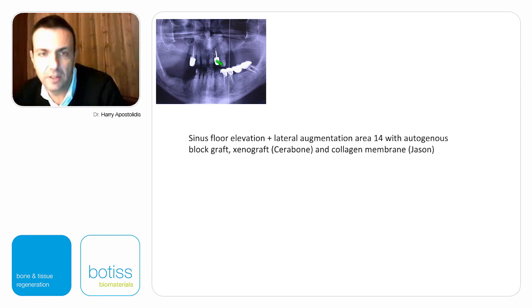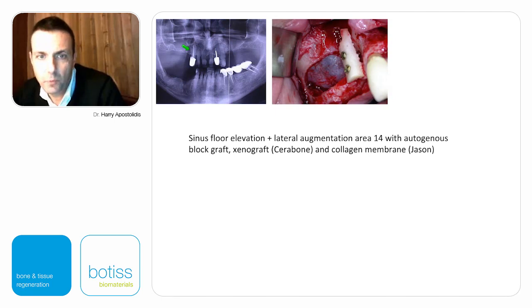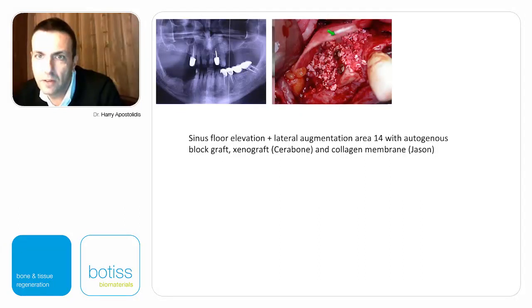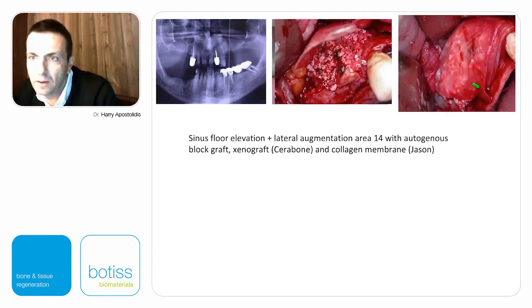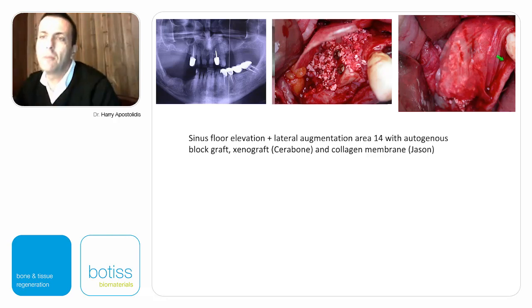Big reconstruction needed here, but we're going to look at this area here. We do a sinus floor elevation. Lateral augmentation in area of tooth 14 with bone block from the external oblique ridge. Xenograft, the Cerabone around it, you'll see, and see how the Jason membrane is already pinned up there apically. And we put our particulate component of the graft in, and then we bring the membrane under the palatal flap and we suture it.